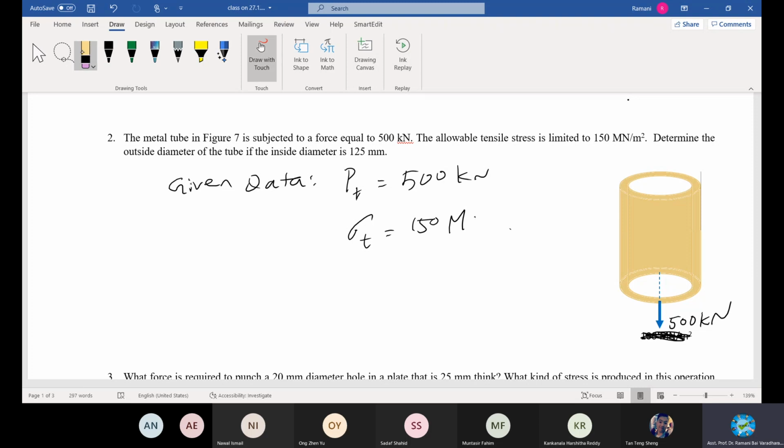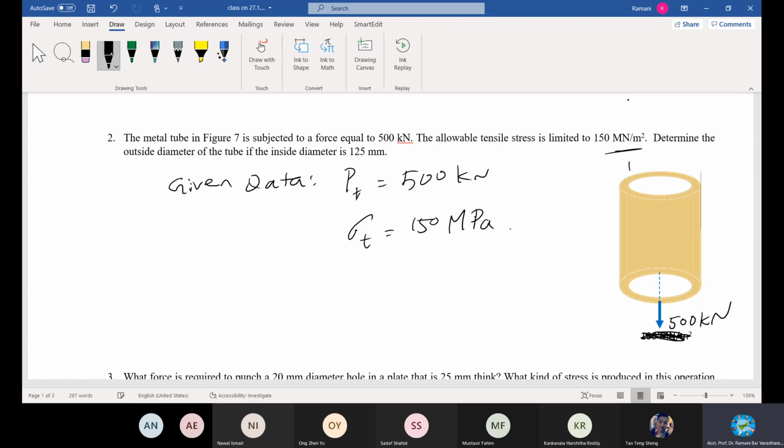That is confusing. Megapascal, 1 pascal is 1 newton over meter square. So I write it like this. 150 meganewton over meter square is 1 megapascal. So I write it as 150 megapascal. And then determine the outside diameter of the tube if the inside diameter is 125.